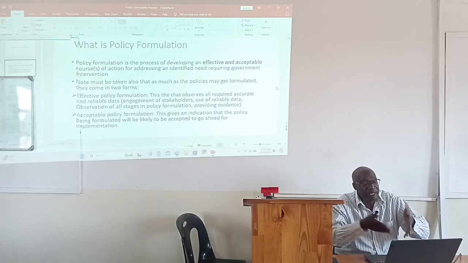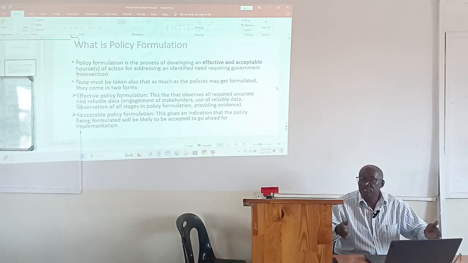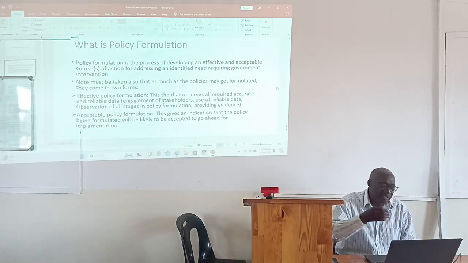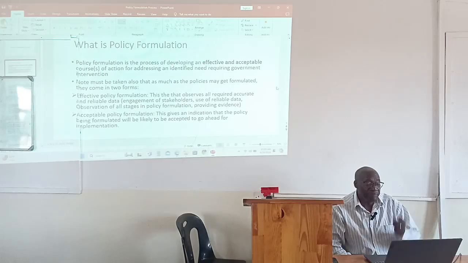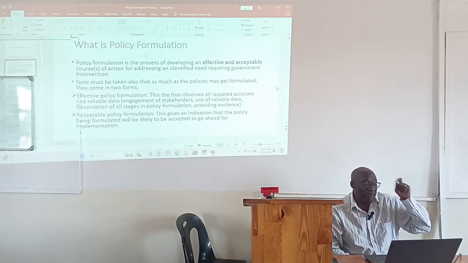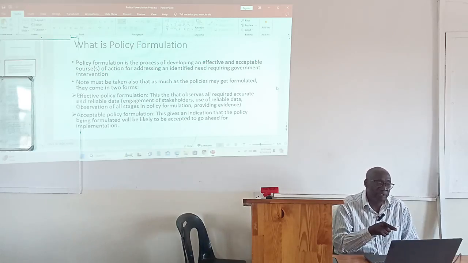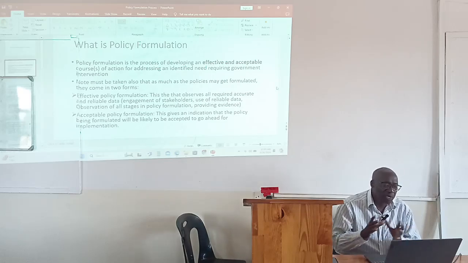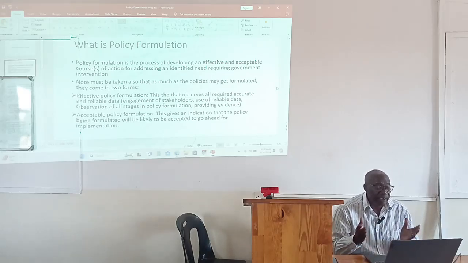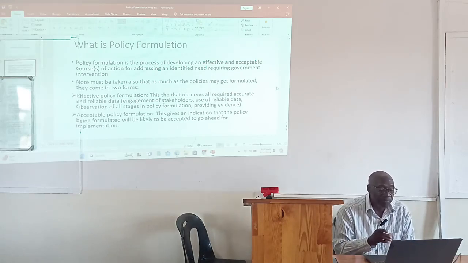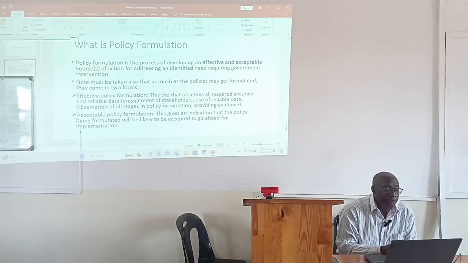So here, if the culture says no, here we don't believe in same-sex marriages, whatever it means, it is not a problem. So we don't need that policy and something like that. Now, if government goes against people's beliefs to formulate and come up with that type of policy, it will not be accepted. It cannot be implemented. So policy formulation has to look at all these things and see whether it is necessary to come up with a policy where need arises.